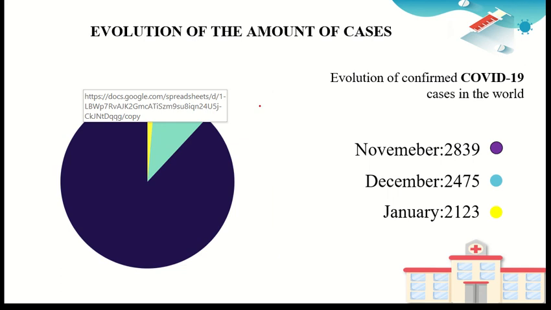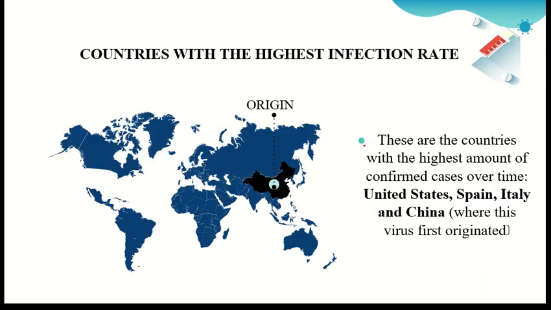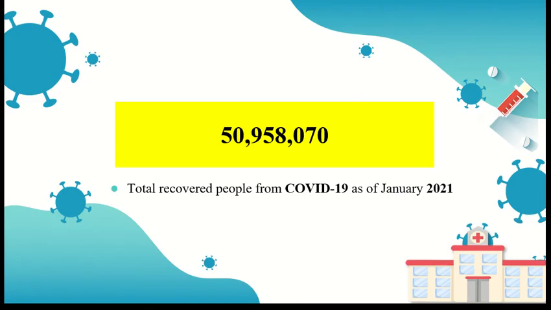Evolution of the amount of cases. Evolution of confirmed COVID-19 cases in the world: November 2839, December 2475, while January 2123. Countries with the highest infection rate. So the countries with the highest amount of confirmed cases over time include United States, Spain, Italy, and China, where this virus was firstly originated.